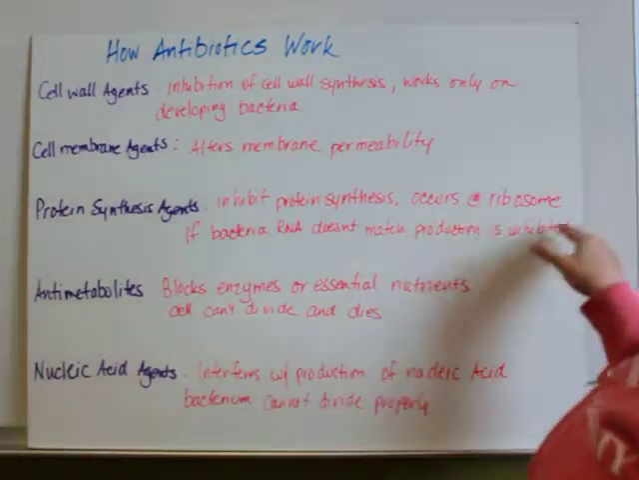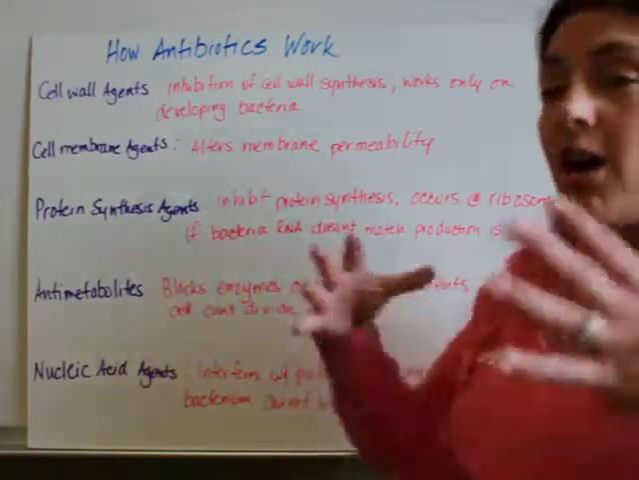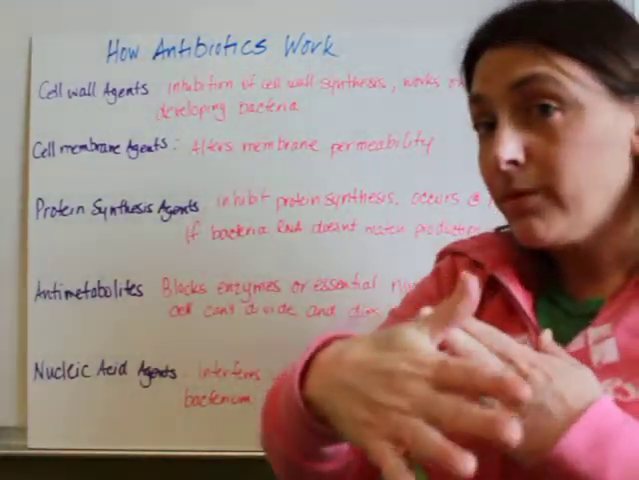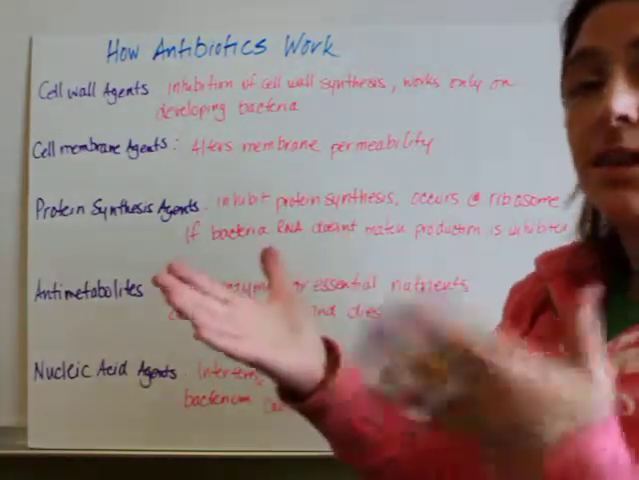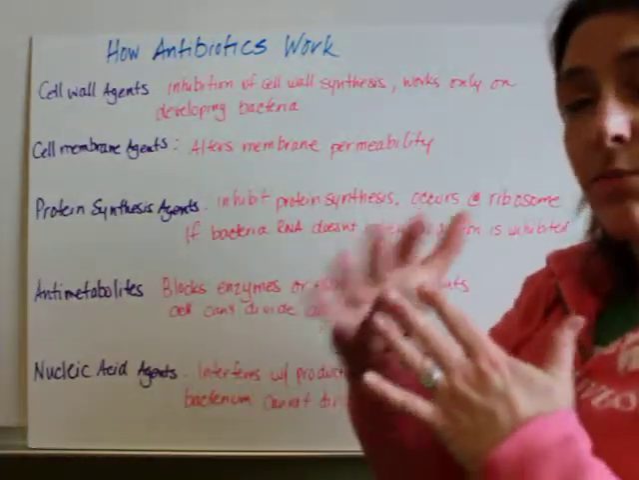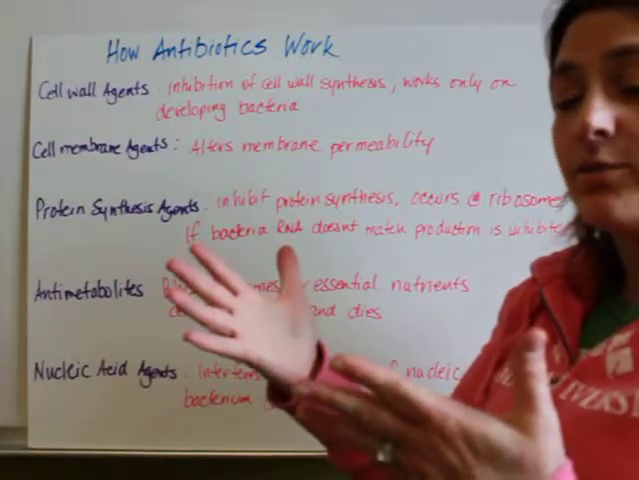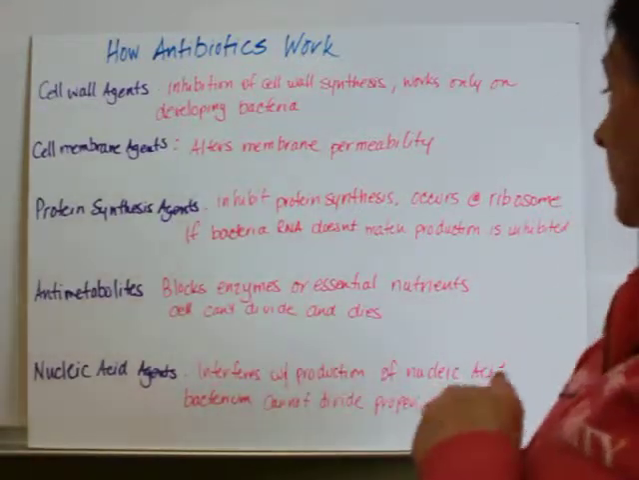Okay? There's protein synthesis agents, and basically protein synthesis agents inhibit protein synthesis. So it works with the ribosome, and if the bacteria RNA doesn't match up properly with the protein production, it's inhibited. If it doesn't match up properly, protein is not produced, and so growth is inhibited.